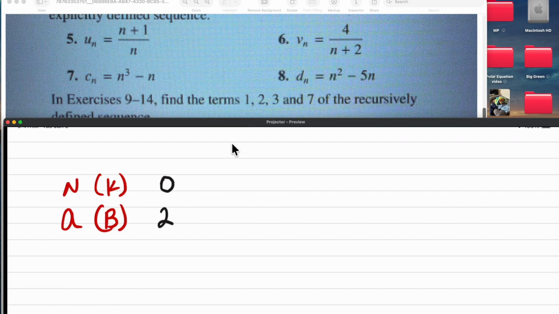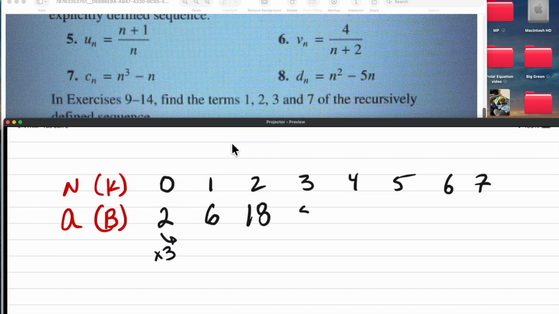Okay, so now that we know our R value, we can progress all the way up to these terms. Let's write them in. They want terms 1, 2, 3, 4, 5, 6, 7. We're going to be multiplying by 3. This is going to be 3 times 2 is 6, 6 times 3 is 18, 54. Okay, let's stop right there for a moment.